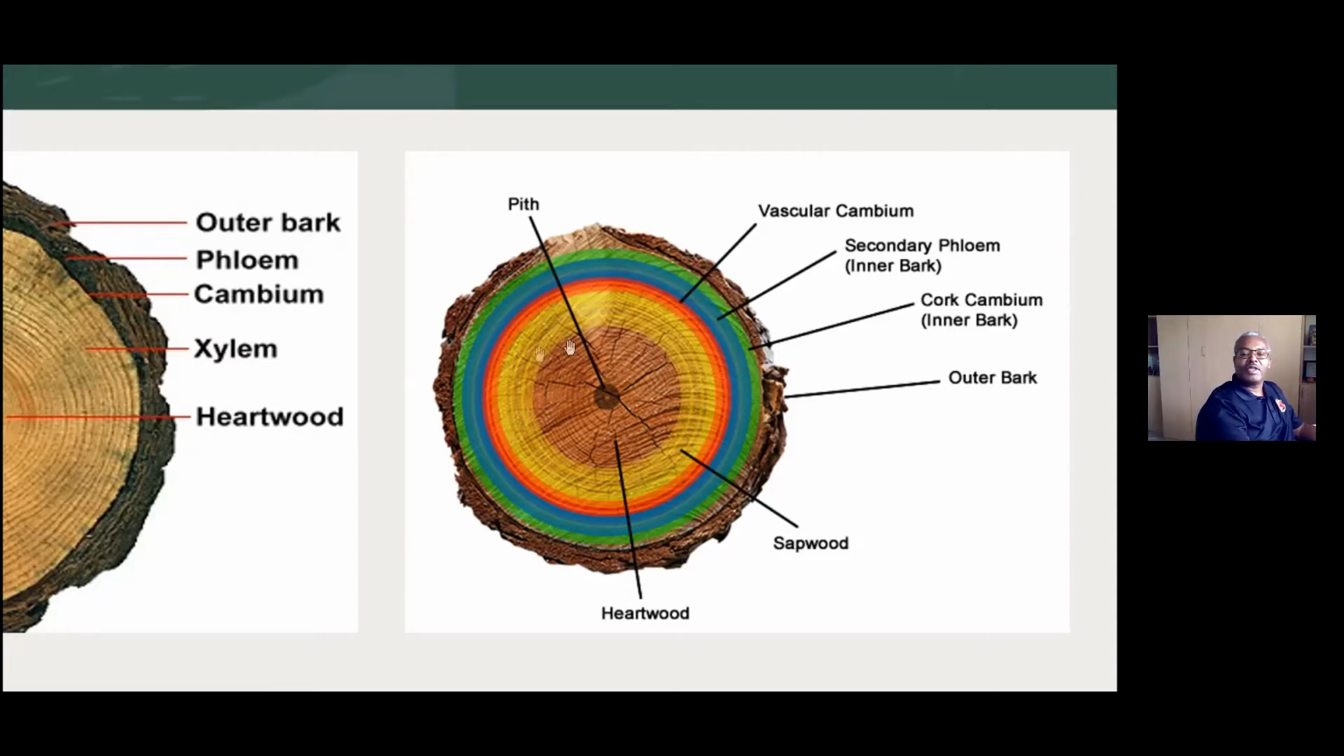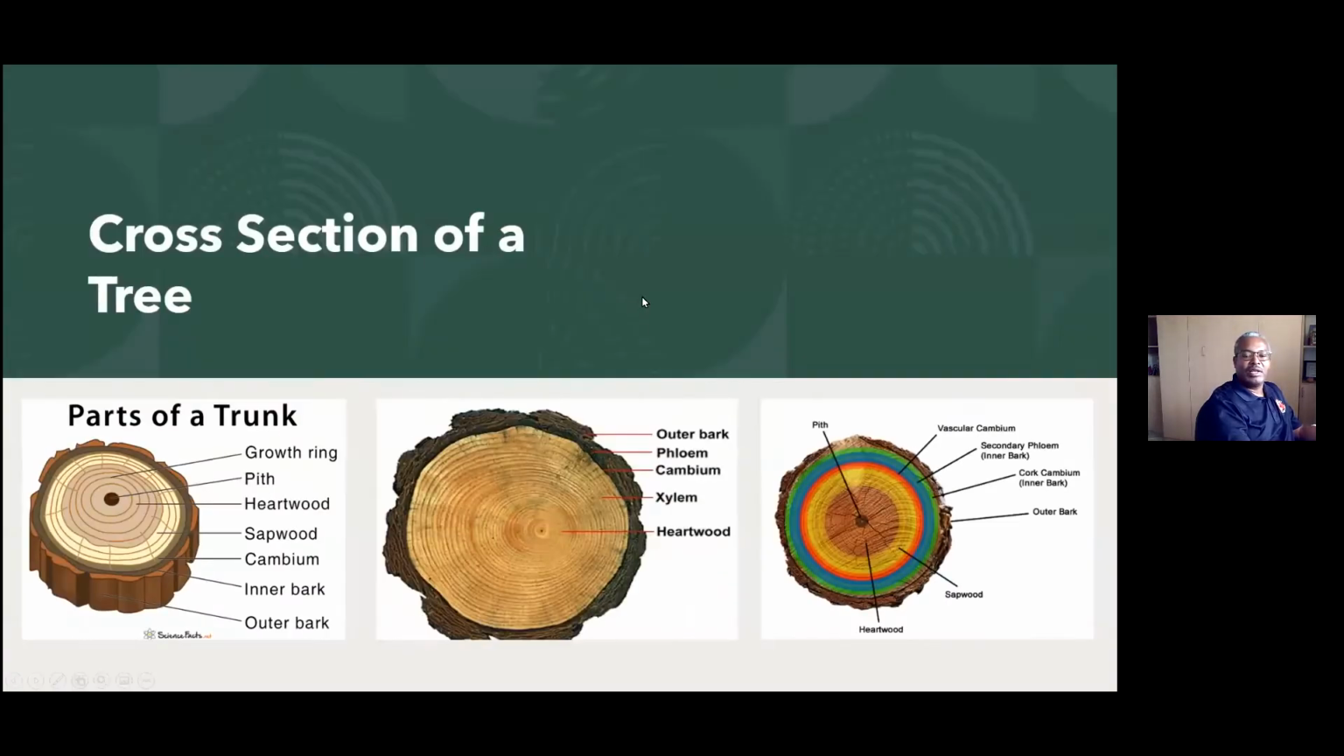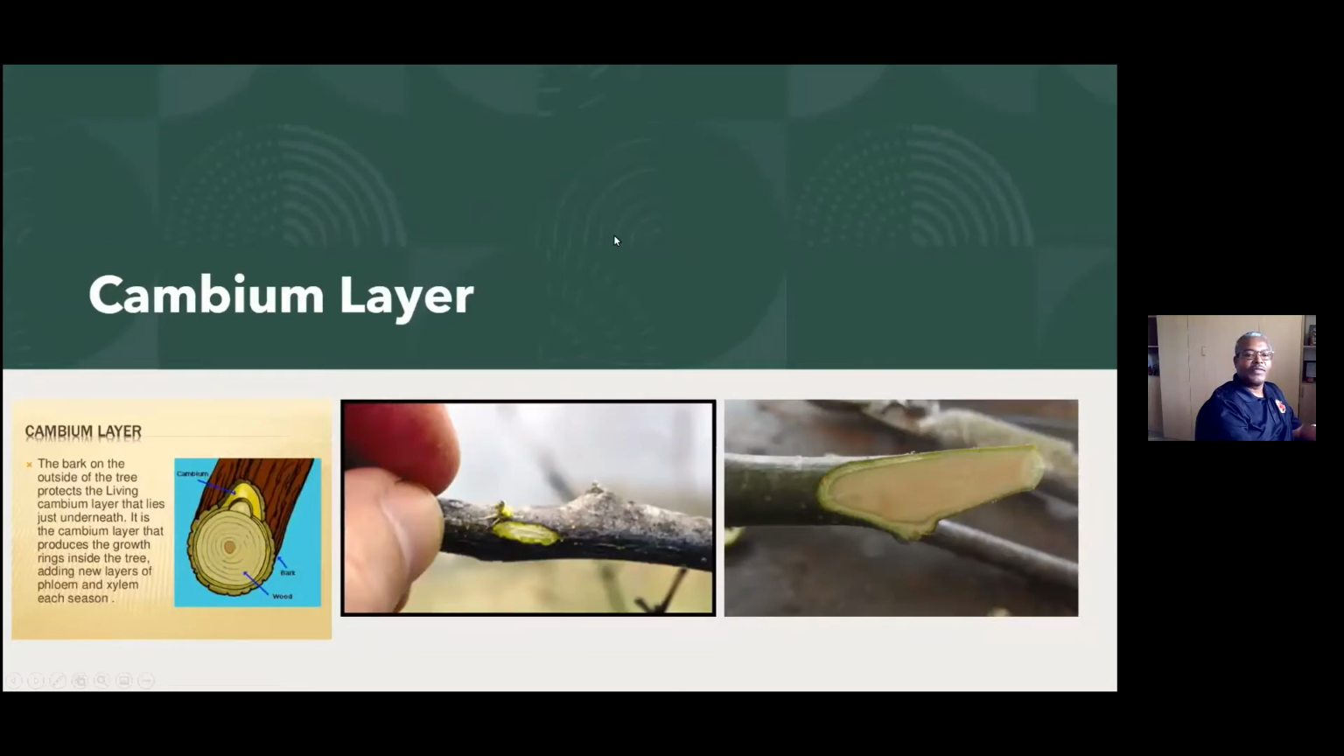Then you have the light blue area here, or no, that's like a little green ring there. Can you see that green ring? That's a secondary or inner bark. The red here you see is a vascular cambium. We're going to be talking about these different parts in depth as we go along. So suffice it to just say this is the cross section of a tree trunk.